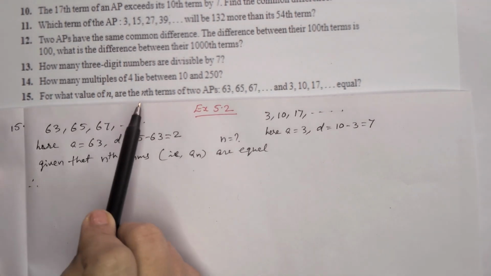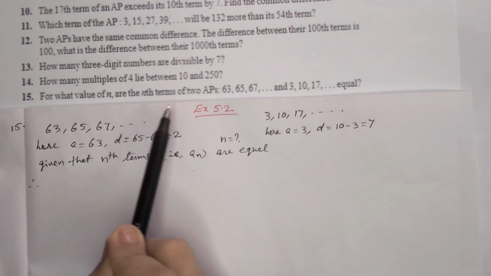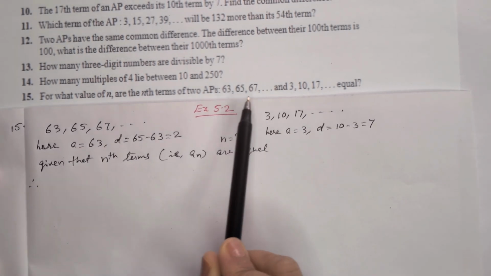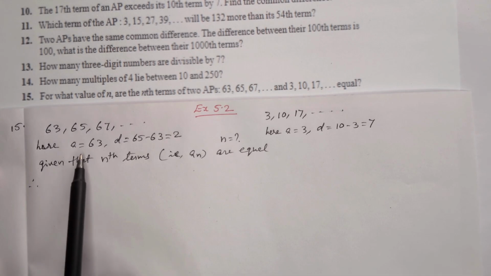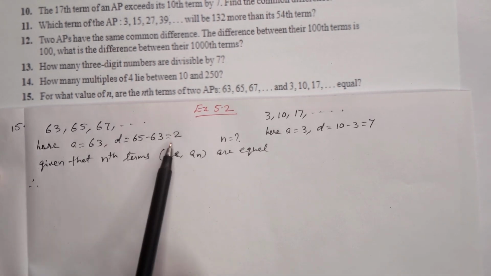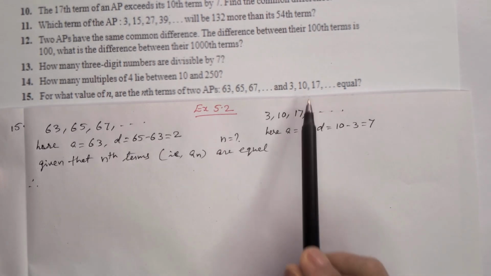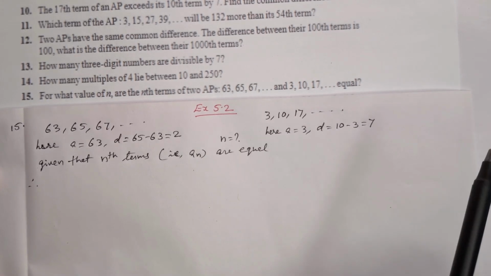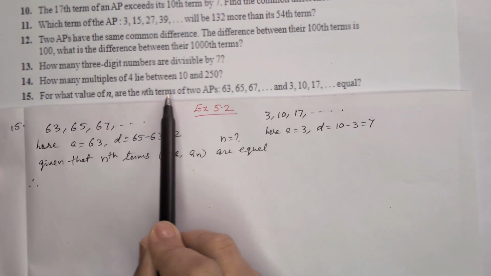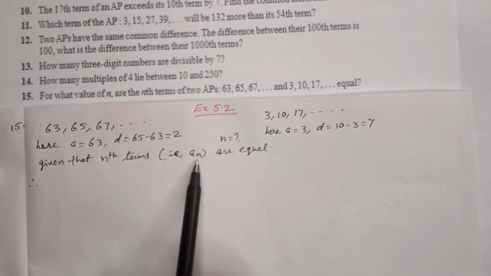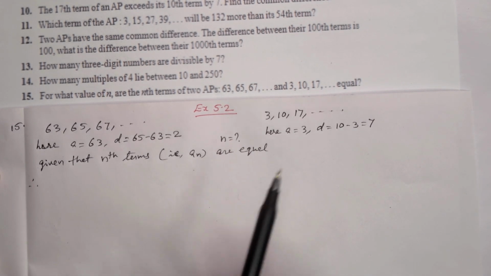15th question. For what value of n are the nth terms of two APs equal? Here two APs are given. The first one: 63, 65, 67, etc. Here a is equal to 63 and d is equal to 65 minus 63, that is 2. Second AP: 3, 10, 17, etc. a is equal to 3, d is equal to 10 minus 3, 7. Now it is given that the nth terms of both the APs are equal, that means the an are equal.